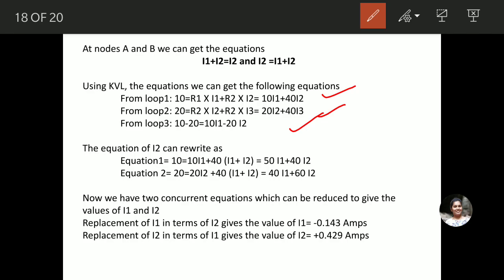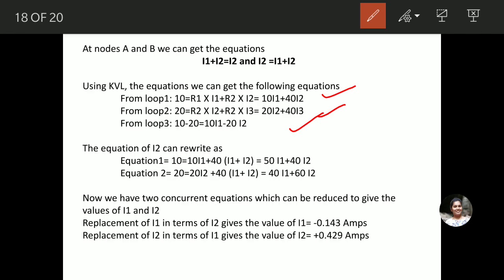For the equation of I2, we can write equation 1 as 10 is equal to 10 I1 plus 40 (I1 plus I2), which is equal to 50 I1 plus 40 I2. Equation 2 can be written as 20 is equal to 20 I2 plus 40 (I1 plus I2), which is equal to 40 I1 plus 60 I2. Now we have two simultaneous equations which can be reduced to give the values of I1 and I2.